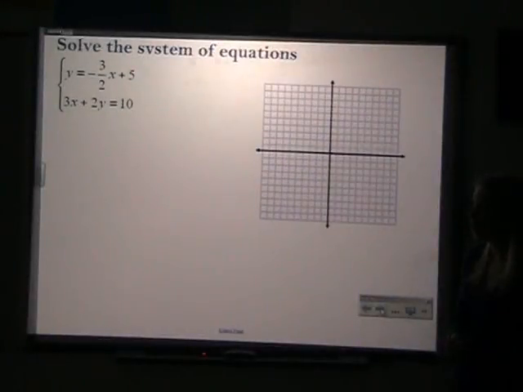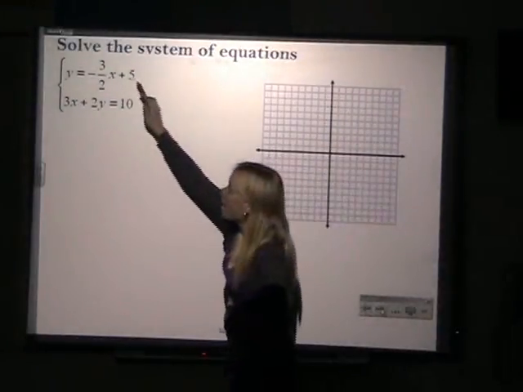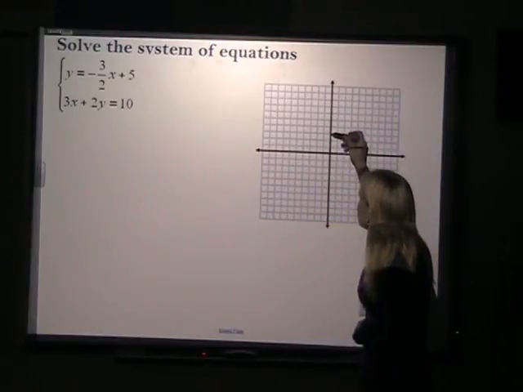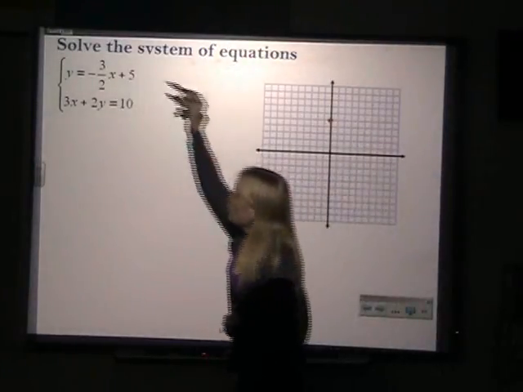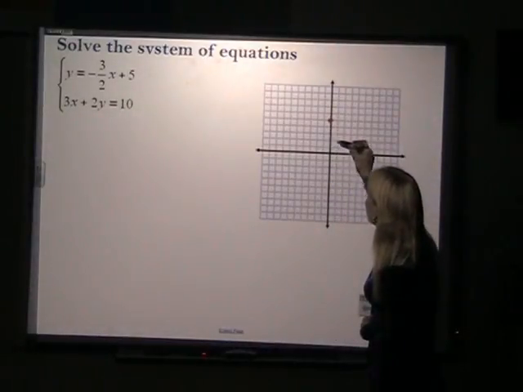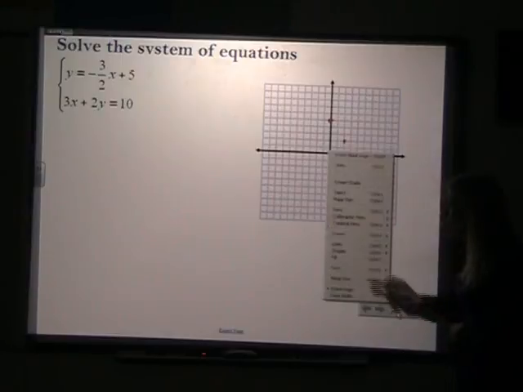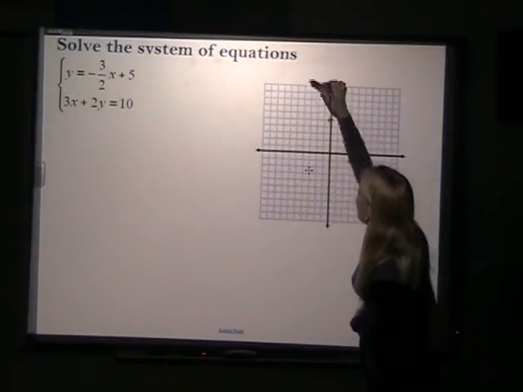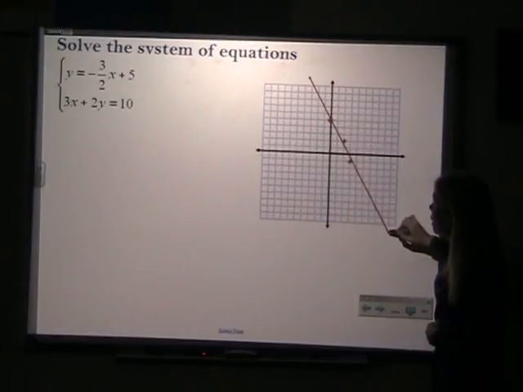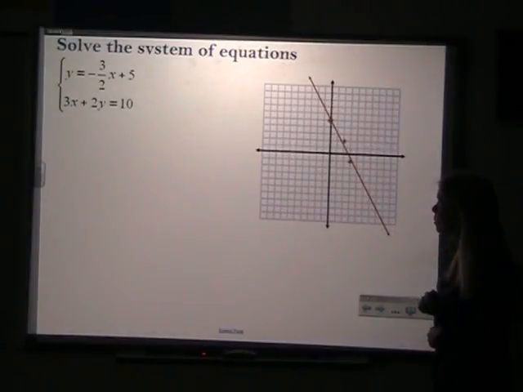Let's look at another example. So this one, I'm going to start at 5 on my y-axis. I'm going to go down 3 and over 2. How many points you want to put on there is up to you. Again, you might need to add more later so you know exactly where those points are.